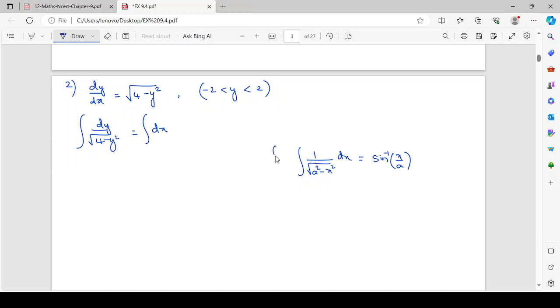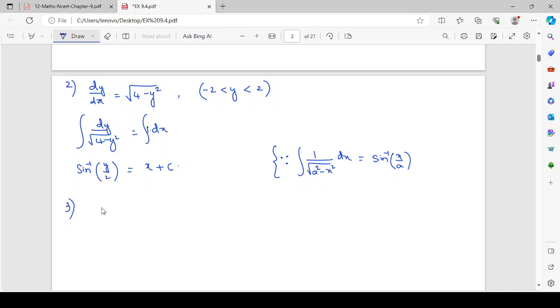By using this formula, one can write this as follows. Careful: here it is in x, but here we have it in terms of y. And of course, the a here is 2, since 4 can be written as 2 square, right? So this value is sin inverse of y upon 2 equal to integration of 1 dx, which is x plus c. So this is the answer for the second one.